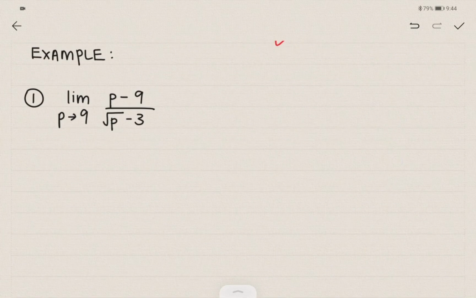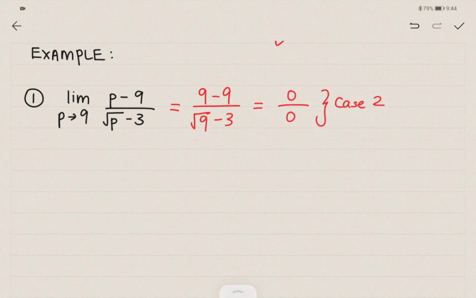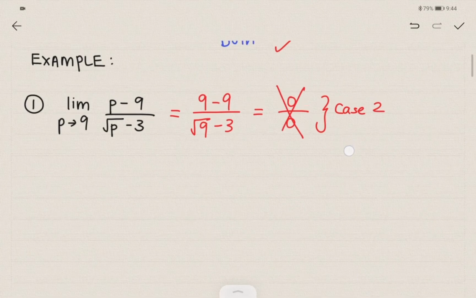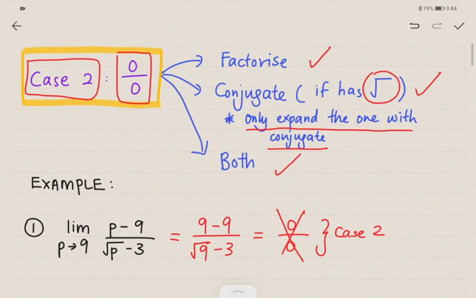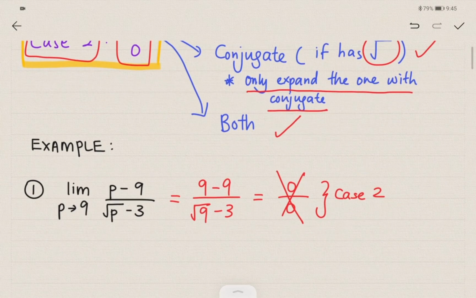Here we need to find the limit of p minus 9 over square root of p minus 3 when p approaches 9. When you substitute the value p equals 9 into the f(x), you get 9 minus 9 over square root of 9 minus 3, and thus you will get 0 over 0. So this is case 2. This answer is not the one that we want. So revise back, what we can do: we can either factorize or use conjugate, or sometimes use both. In this question, obviously there is a surd, so we are going to use the concept of conjugate.